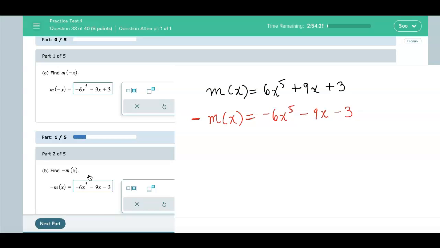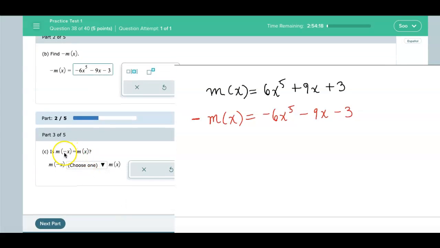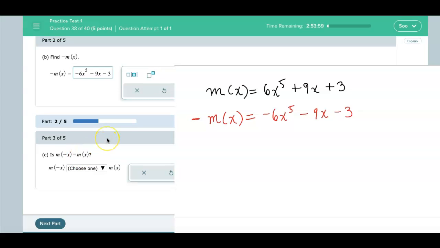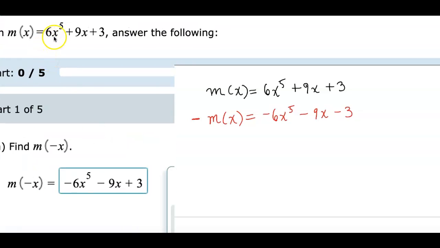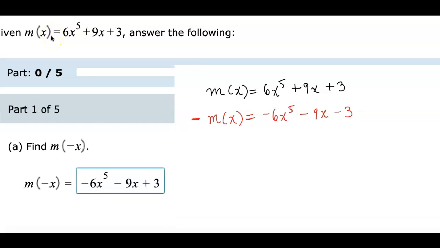Now we're going to start comparing them. Is m of negative x equals m of positive x? Well, let's compare them. M of negative x is the answer from part 1. Is that equal to the original function? Is that what they are asking? So compare these for me. I'm zooming for you. 6x to the 5th power used to be positive, but in m of negative x, 6x to the 5th power became negative. It's not exactly the same.